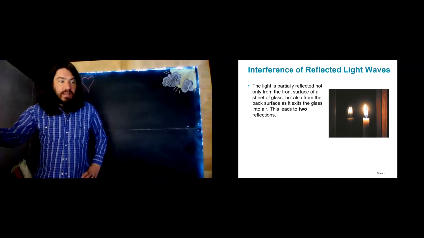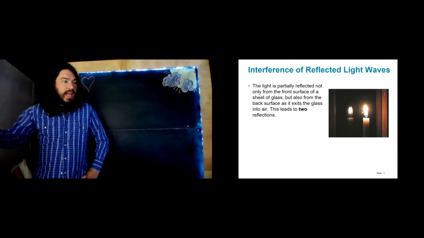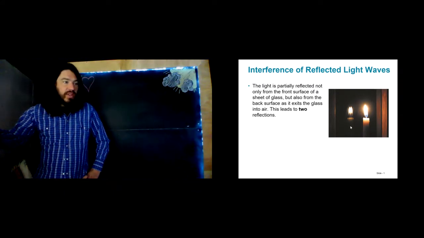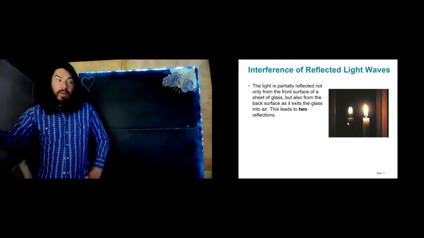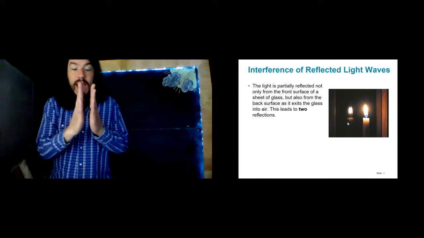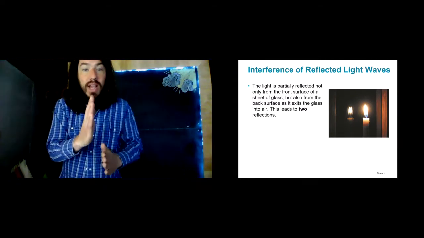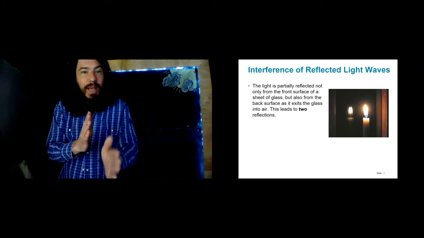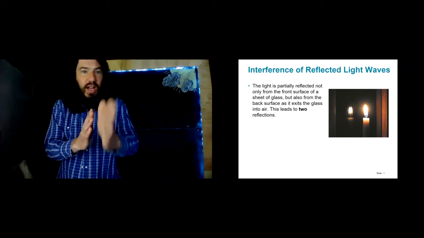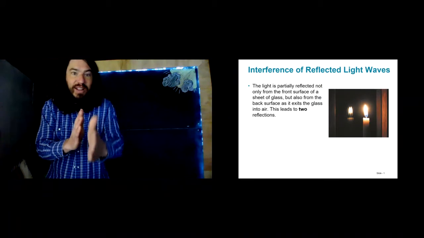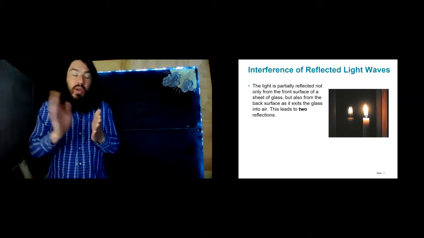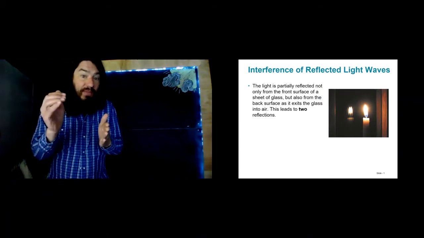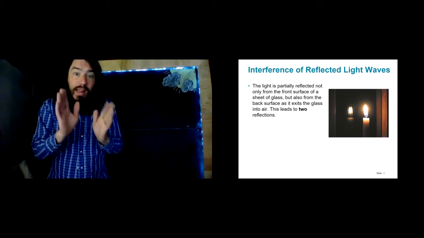We see here a candle. This is the source of light, and it's reflecting off of the front surface of this mirror and the back surface of this mirror. Now, a mirror is typically a sheet of glass, and one side has been silvered. It's been coated with some highly reflective metal. In the old days, they used silver. I don't know what they use nowadays, but some kind of highly reflective metal.